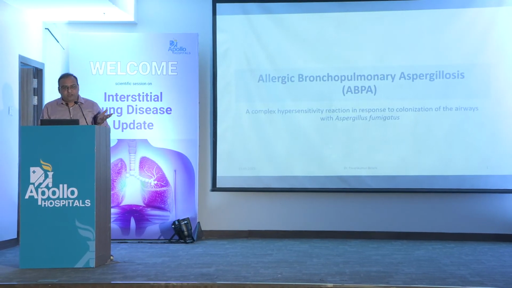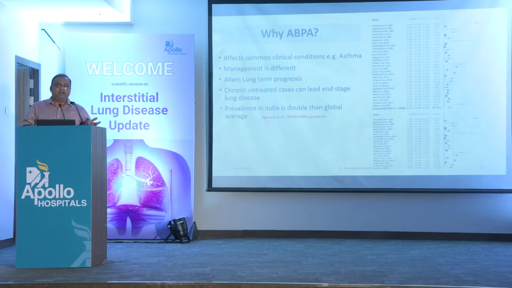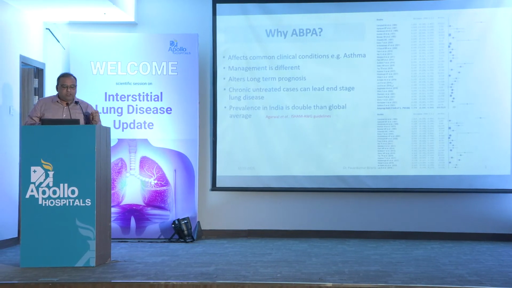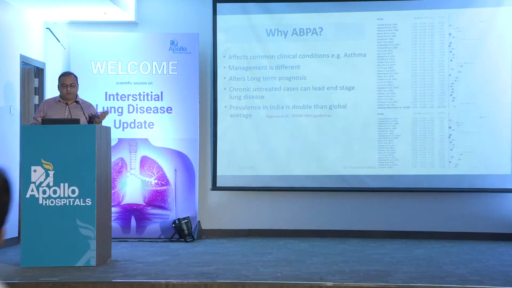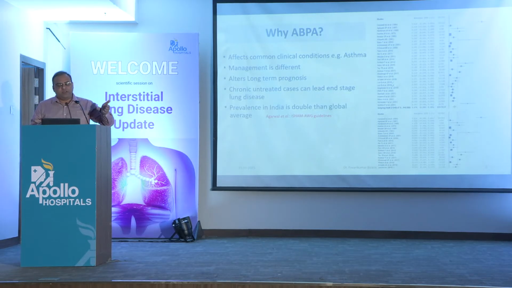So why does it bother us so much when the fungus is already colonized and we are living with that? Why are we talking about it? Because it complicates all the common respiratory conditions, asthma, COPD or bronchiectasis. The management differs from the routine disease. In asthma management, you rely only on inhaled corticosteroids or oral corticosteroids. Here the management differs. It alters the long-term prognosis of a common respiratory disease. And when it is left untreated, most of the time patients land in end-stage lung disease, and we need the help of the transplant team in that situation to manage those cases further.